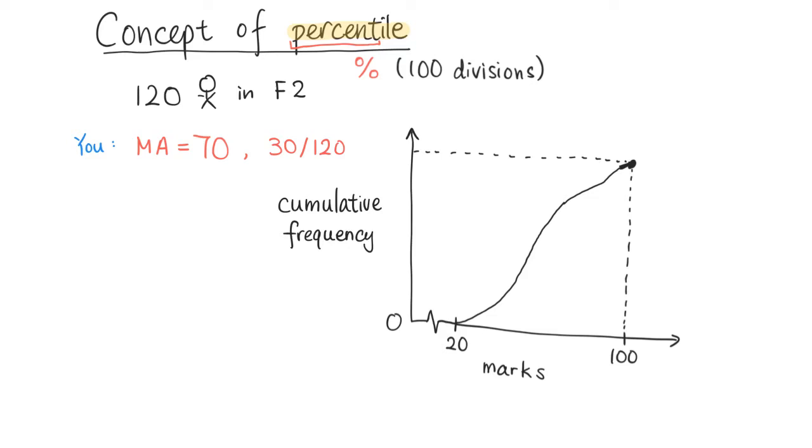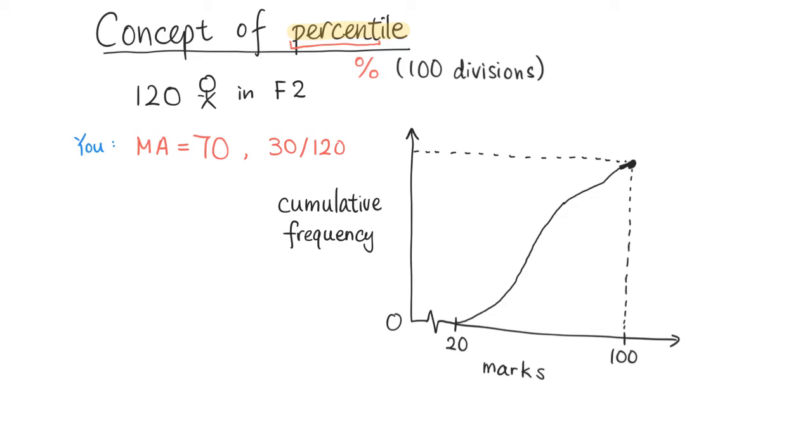When we talk about percentile, we first look at a data example. For example, your mathematics result in the first term. There are 120 people in Form 2, and you got 70 marks in the first term exam. You check that in your Gmail, and you rank 30th out of the 120.